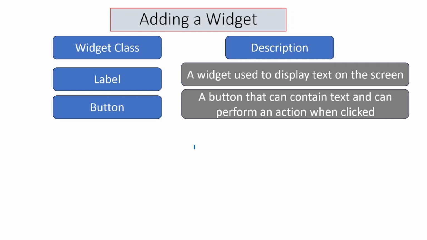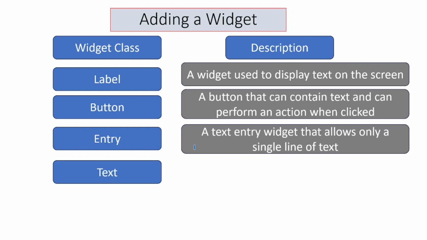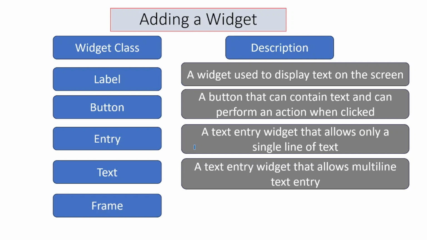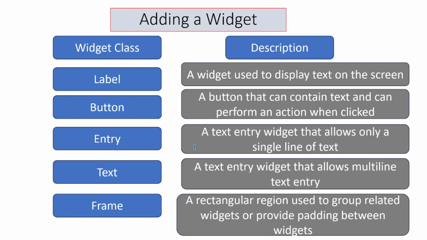Then entry. When we want to make a text box which accepts a single line of text, we use this entry widget. Okay, so the text entry widget that allows only a single line of text. Then text, a text entry widget that allows multi-line text entry. And finally the frame, a rectangular region used to group related widgets or provide padding between widgets. So let's understand one by one.